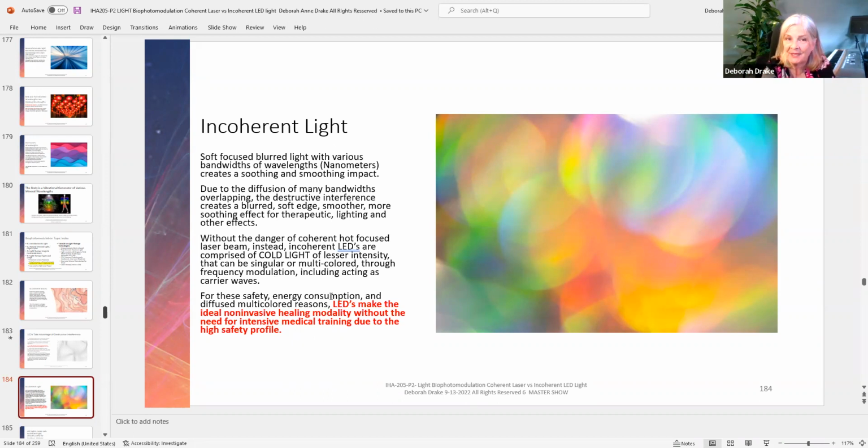So for these safety and energy consumption reasons, most people in the world are using multicolored lasers, and they make the most ideal non-invasive healing modality without intensive medical training required, because they can't hurt you. Anybody could use it. It's mobile and portable. It doesn't harm any of your body organ structures. It only brings oxygen, which is known to be universally powerful and important.